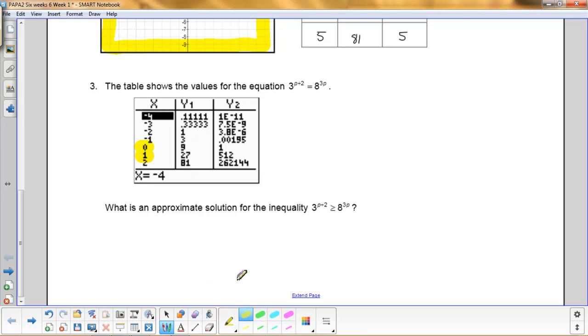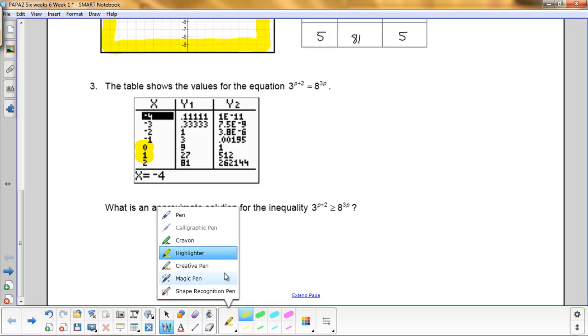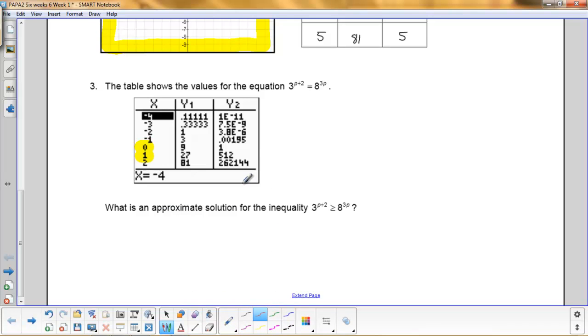Okay? Now from that information, we've got to be able to create a solution. So that means I'm looking for the place where this one is greater than that one. I notice that 9 is greater than 1 and 27 is less than 512. Okay, so I'm going to estimate about 1/2. I'm going to say at about 1/2, halfway between 0 and 1, the change occurs.